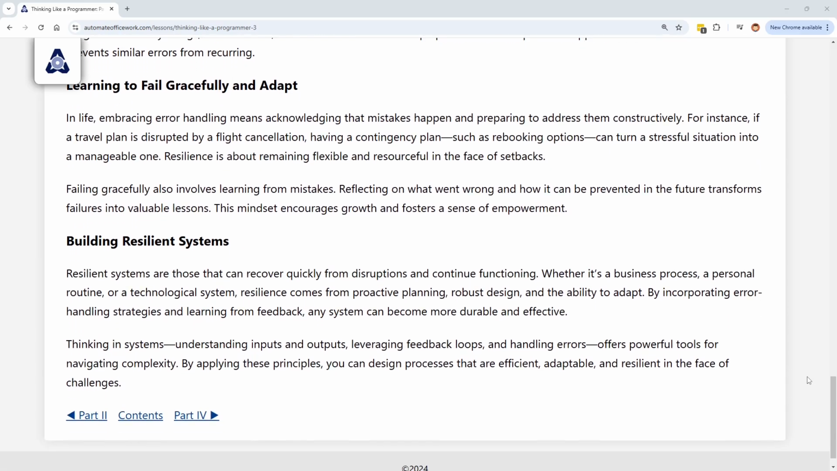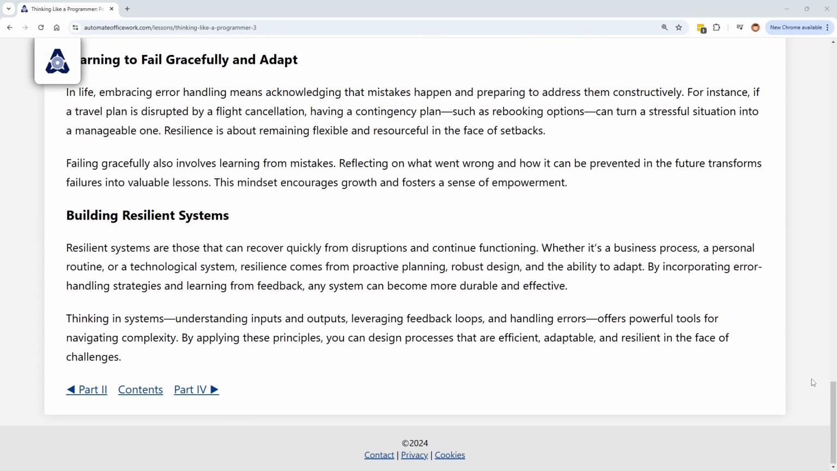Building resilient systems. Resilient systems are those that can recover quickly from disruptions and continue functioning. Whether it's a business process, a personal routine, or a technological system, resilience comes from proactive planning, robust design, and the ability to adapt. By incorporating error handling strategies and learning from feedback, any system can become more durable and effective.